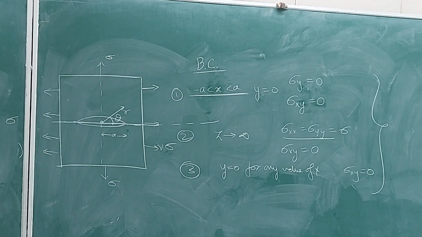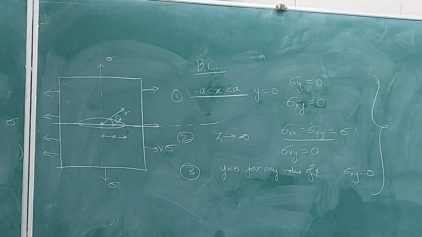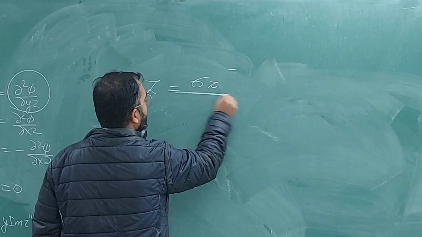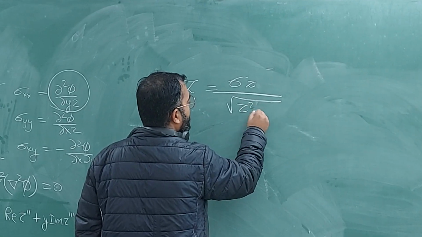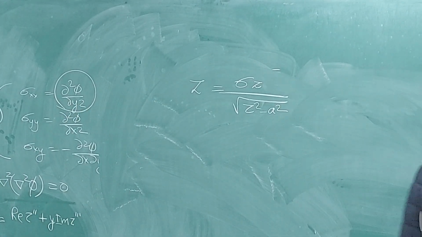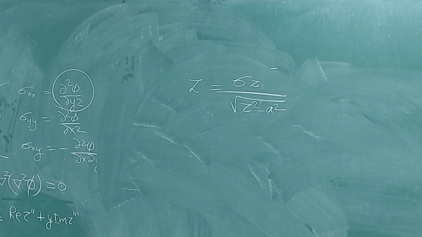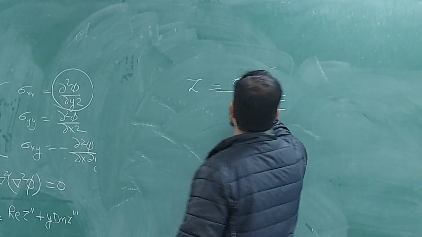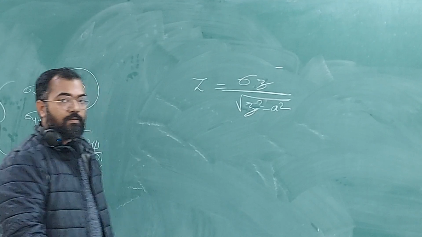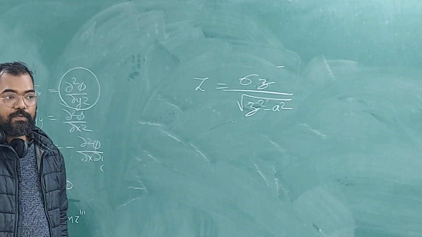So with these boundary conditions, a function was given by Westergaard, and that function is sigma z divided by square root of z square minus a square. Okay? There are a lot of functions given by Westergaard. One of the functions is this. And this small z is x plus iy. And this will satisfy all the boundary conditions, that you can check.